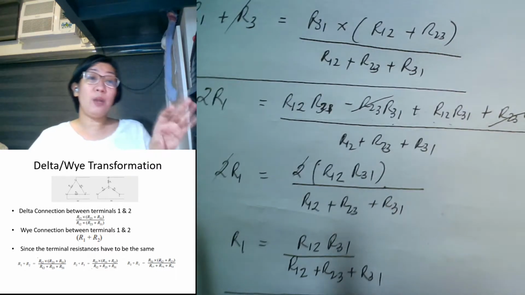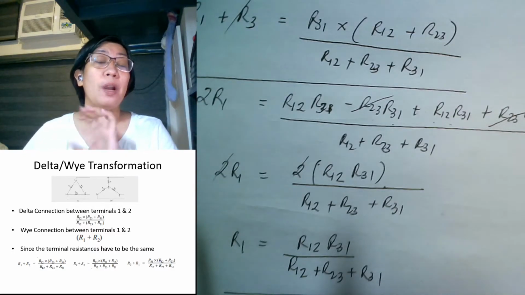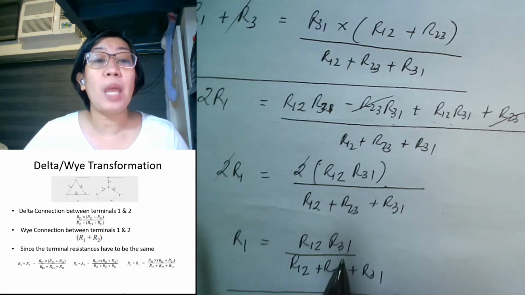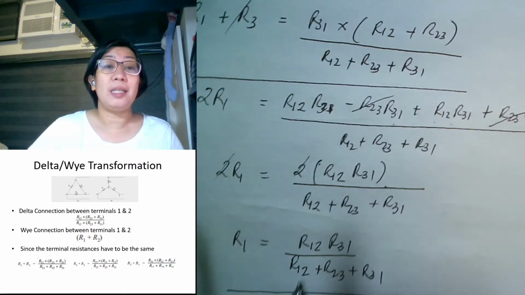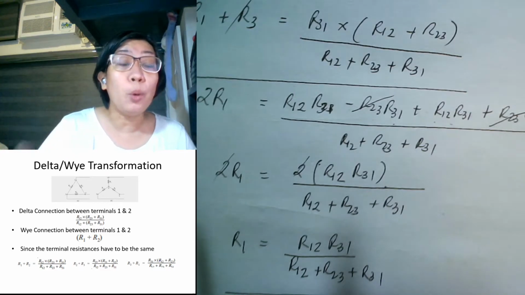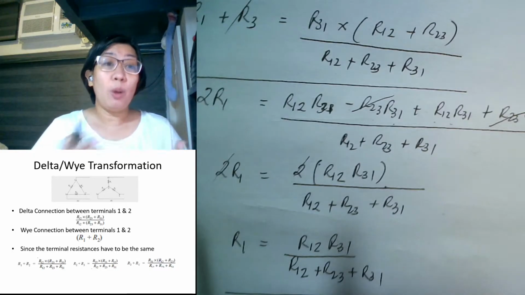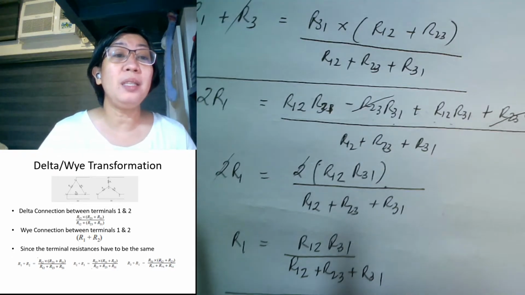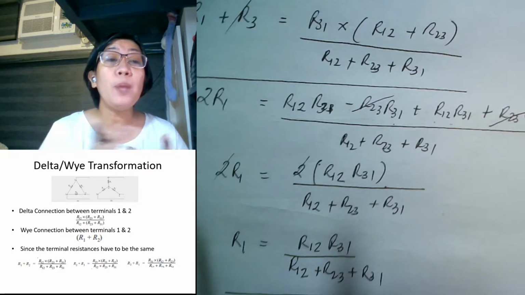So given the value of your delta, we can convert that into a value of your Y connection. R1 is equal to R12 times R31 divided by the sum of the 3 delta resistances. The same is true in solving for R2 and R3. You may try that at home. What I want you to look at here is the pattern. We have actually formed a pattern.